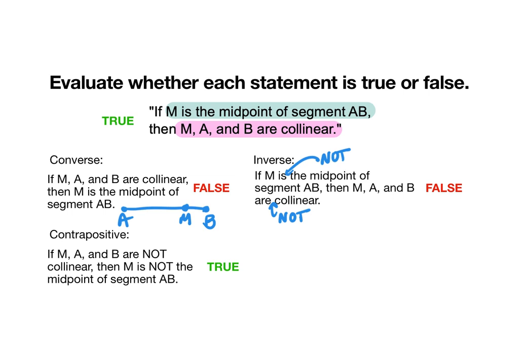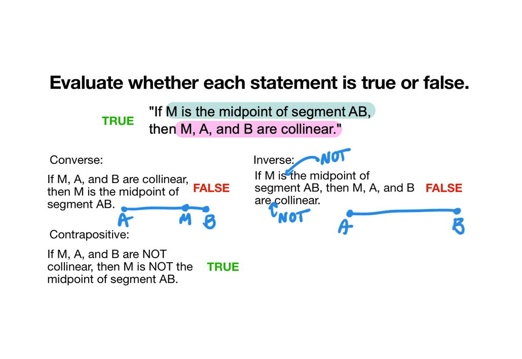To show that it's false, I want to draw a case where M is not the midpoint of segment AB, but M, A, and B are collinear. I want to make the conclusion false. And the picture from my converse still works. So let's take a look.